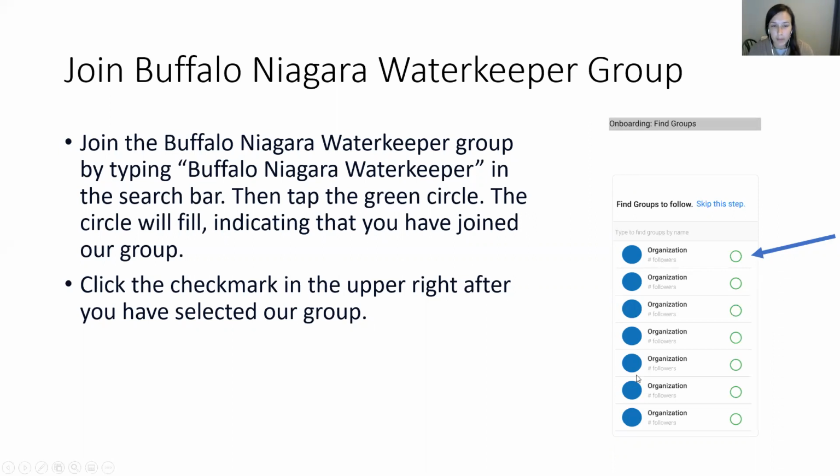If you have problems finding our group, you can reach out to me via email. I'll share that at the end to make sure you're on our group, because that way we'll see and get notified of your posts. Once you see our group, Buffalo Niagara Waterkeeper, you'll tap that green circle off to the side, and once you click it, it'll fill in a little check mark. It's selected. You can always go back and find additional groups that maybe use Water Reporter as well. That's totally fine and optional.